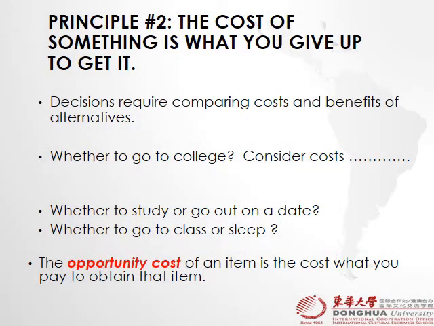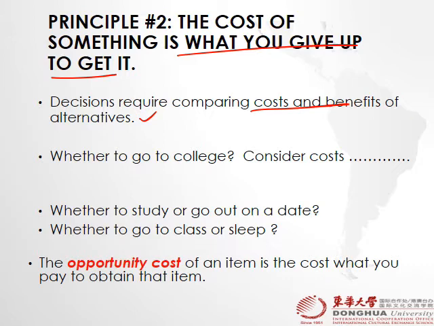Okay, now let's start with our principle 2, that is, the cost of something is what you give up to get it, which means decisions require comparing costs and benefits of the alternatives. Remember, our first principle was that people face trade-offs, meaning there are two options and you have to choose one and forgo the other. Or there are three options, you choose one, and you forgo the other two. Now the second principle is that you are discussing the cost of those options that are foregone, right? So decisions require comparing costs and benefits of the alternatives.